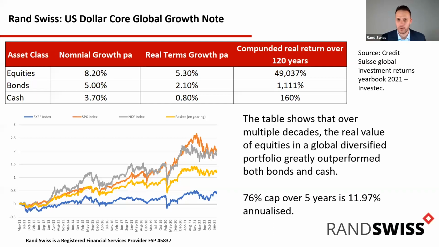Now, inflation is a little bit all over the place at this stage, so we're not sure where inflation is. If you look at what Jerome Powell was saying last night, it is a bit hairy. But based on historical data, in real terms, so that's an after-inflation growth rate, equities delivered 5.3%, bonds delivered only 2.1%, and cash only delivered 0.8%. So when you're looking at the real returns, most of it is being eaten away by inflation if you are sitting in cash or even bonds.